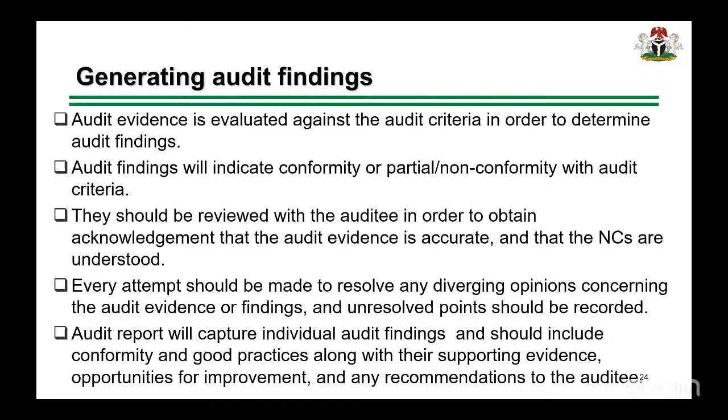We want to talk about generating the audit report. Now, for all the evidence that you have gathered against the audit criteria and the audit scope, you need to indicate the conformity and non-conformity, whether it's partial. It all depends on the checklist you are using. They should be reviewed with the auditee in order to obtain acknowledgement. Let's say, for example, you have gotten a finding. Now you need to relate that finding to the auditee, and the auditee needs to agree with you that this is a non-conformance. You need to explain to him or her that this is a non-conformance.